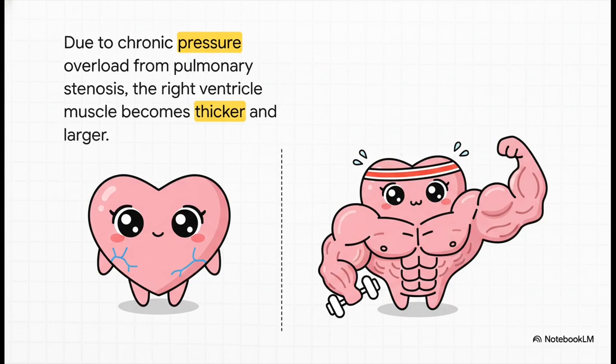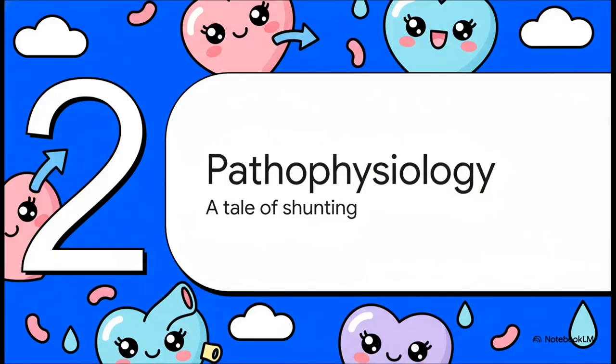Now, this isn't really a primary defect. It's more of a consequence of the others. See, the right ventricle is a muscle. And it's working overtime, constantly pushing against that tight stenotic pulmonary valve. And what happens to a muscle that works against resistance all day? It gets bigger. It hypertrophies. So we've got our 4 defects laid out.